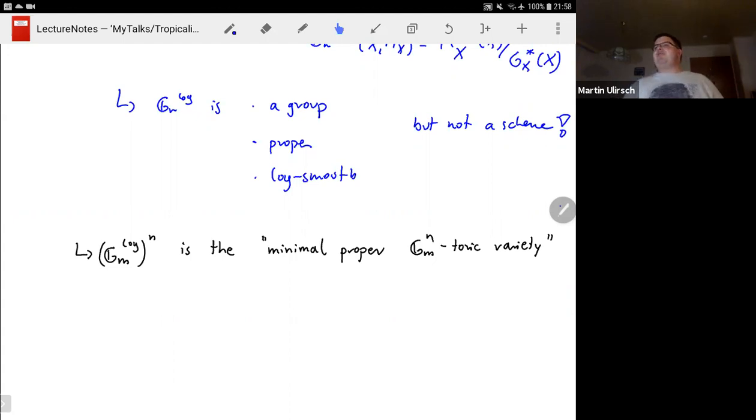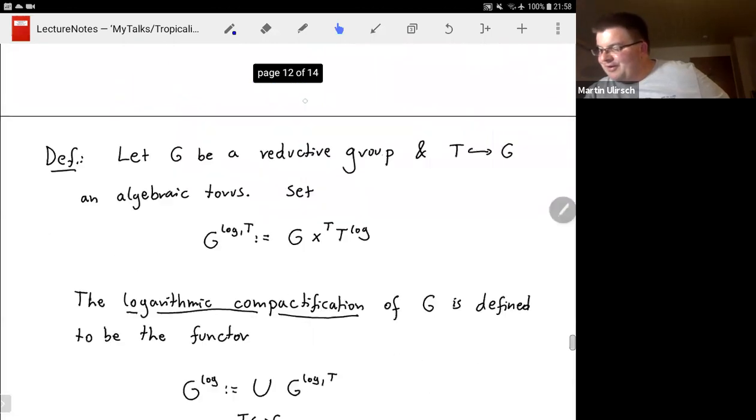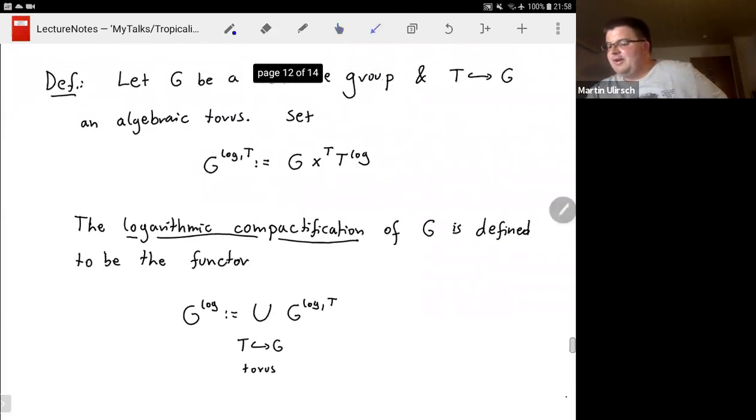Now that you've seen the proof, you will know what I'm doing next. I'm going to define a logarithmic pseudo compactification of G, just the way we did above in the proof. So let G be a reductive group and T be an algebraic torus.